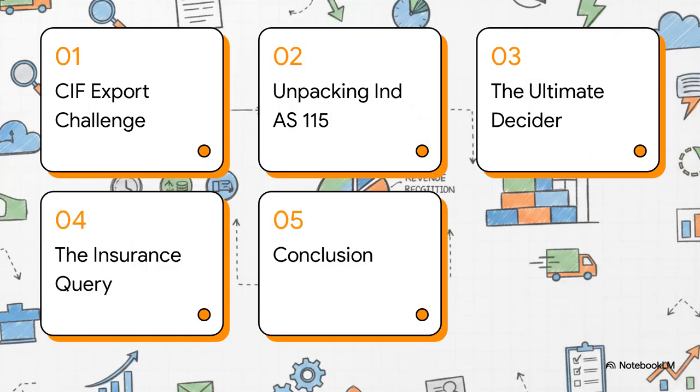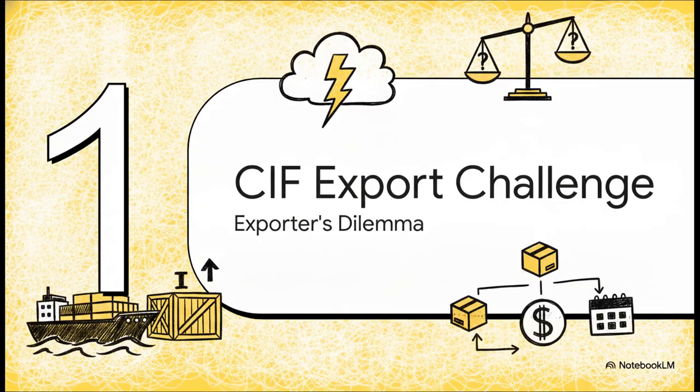Okay, let's dive into this. Here is our quick roadmap for today. We'll start with the CIF Export Challenge, then unpack Ind AS 115, figure out the ultimate decider, which is control, tackle a tricky insurance query, and wrap it all up with our conclusion. Let's kick things off with Section 1, the CIF Export Challenge, and decode this exporter's dilemma.